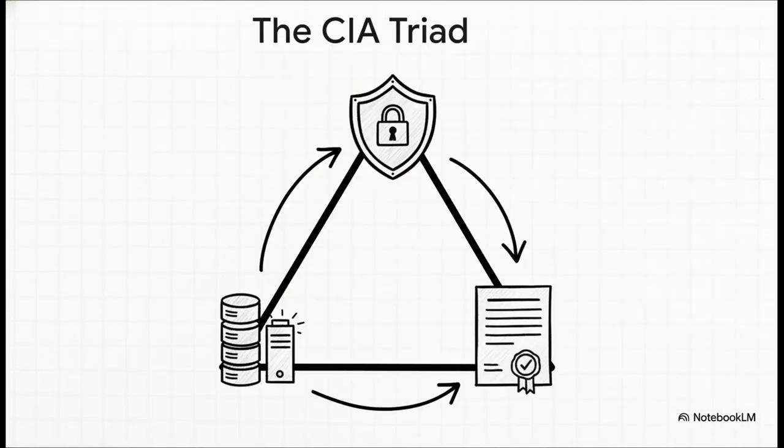Okay, you will 100% see the CIA triad on your exam. It's basically the holy trinity of security: confidentiality, integrity, and availability. Confidentiality keeps data secret using things like encryption. Integrity protects that data from being maliciously altered. And availability ensures authorized users can actually access the systems when they need to, which is exactly why things like backup generators and data redundancy are so critical.